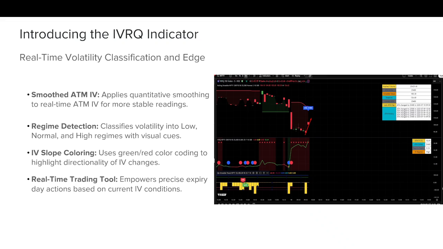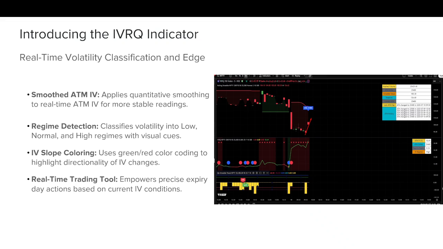This is a specialized tool designed to bring clarity and precision to intraday and expiry day trading. At its core, IVRQ calculates the real-time at-the-money implied volatility. But it doesn't stop there. It employs sophisticated smoothing algorithms to ensure readings are not overtly noisy, which is critical for actionable insights.